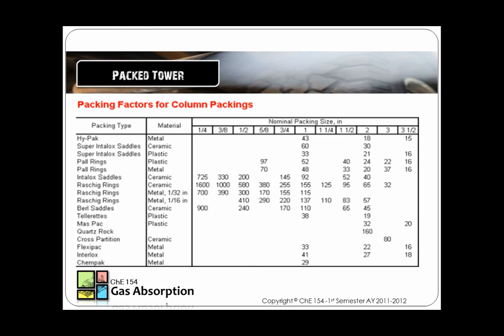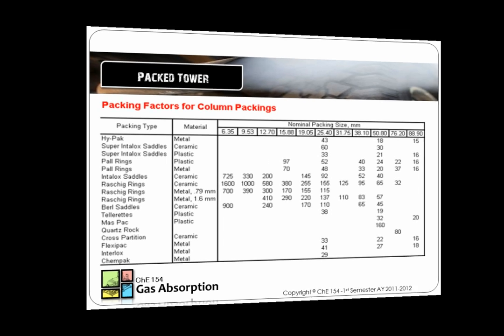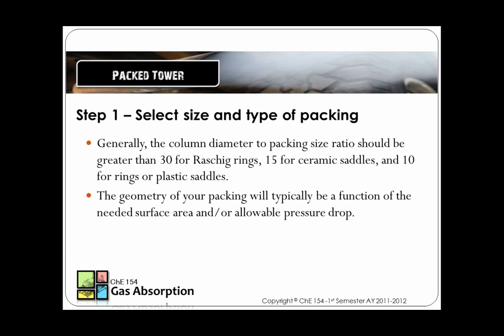There are readily available tabulated design values for packing factors, such as packing type, material, and nominal size. Here is an example of such. These values were taken from the available designs in the industry. The nominal sizes given can either be in inches or in millimeters. Generally, the column diameter to packing size ratio should be greater than 30 for Raschig rings, 15 for ceramic saddles, and 10 for pall rings or plastic saddles.